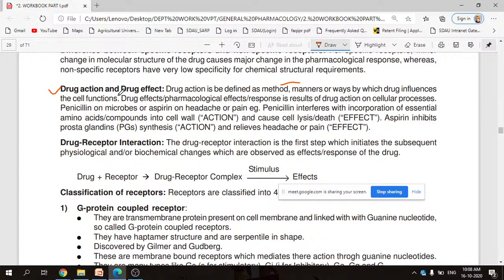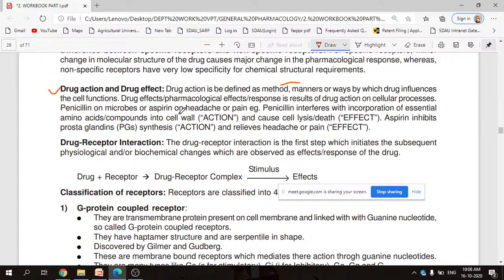So very simple: how the drug works is called drug action. The effect we see after the drug has worked is called drug effect. Very simple, there is no need to be confused. Drug effect, or pharmacological effect or response, is the result of the drug action on cellular process.